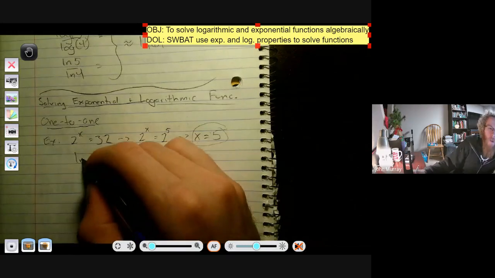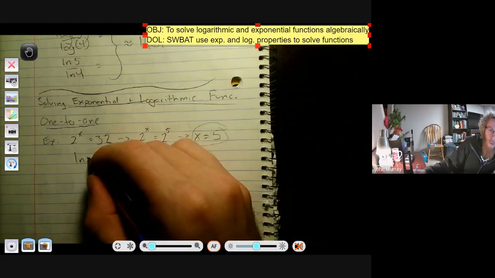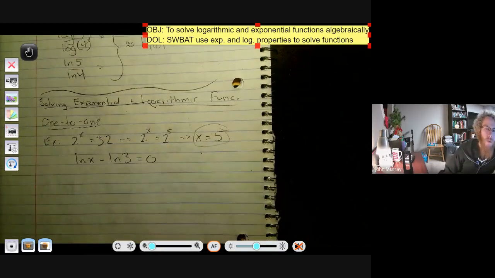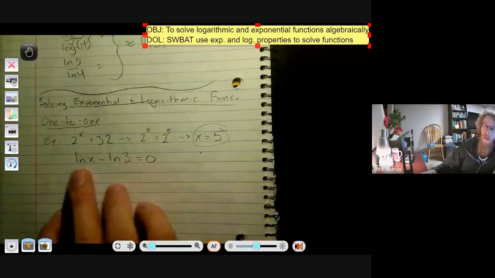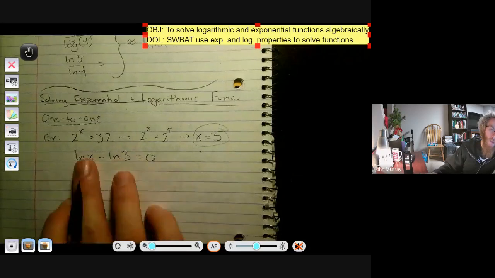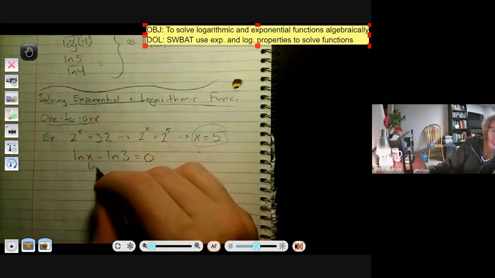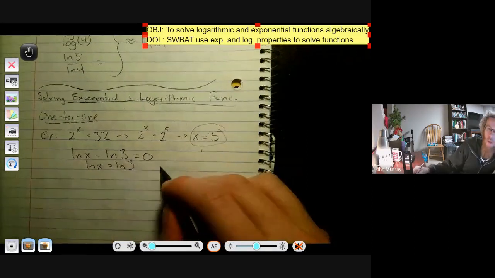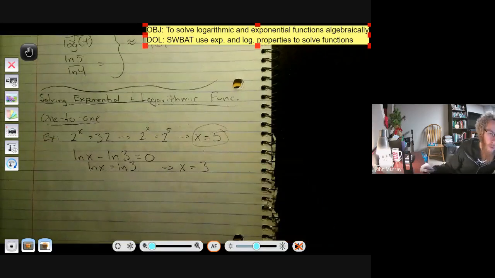Okay. Similarly, for any of our logarithmic equations, even though they may not look straightforward, if we go through the process of isolating our variables, we may see that we do have a one-to-one property. So here, if I wanted to solve this, my first step would be to get rid of this minus ln 3, so I would add that to both sides. Then I have a logarithm with the same base on both sides, so I can just use the one-to-one property to have x equals 3.